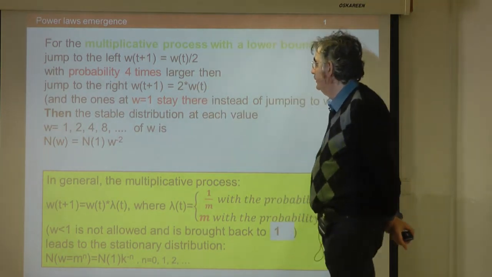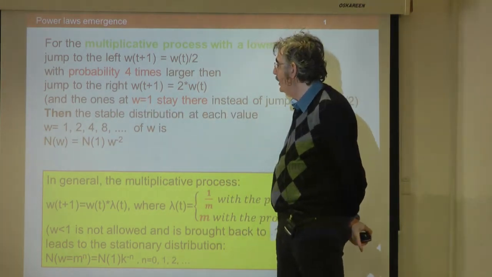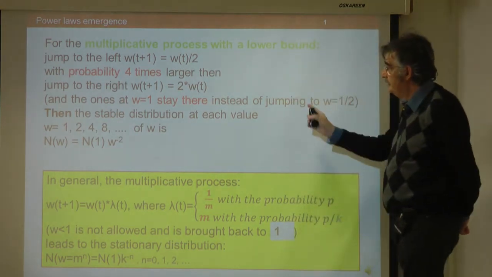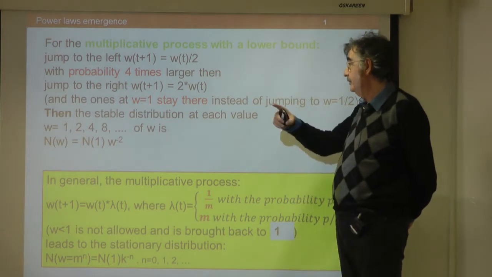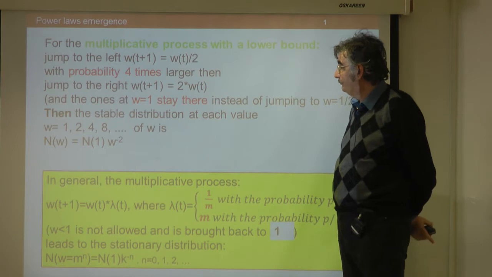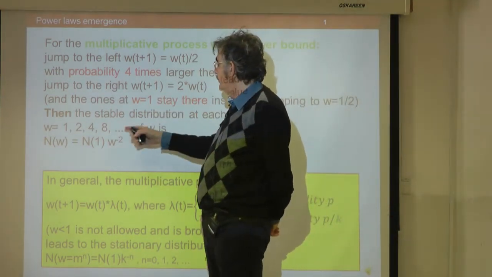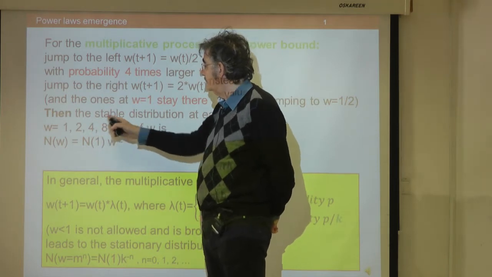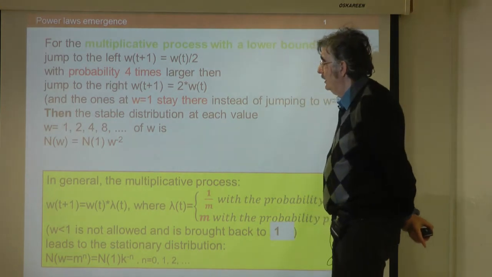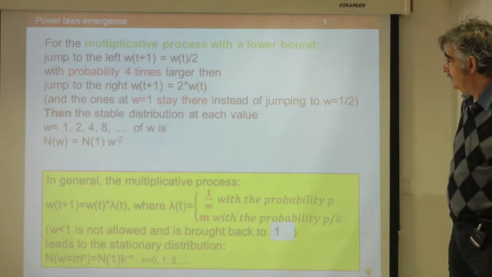So it was jumping either to half of the distance w or to double the distance w. And with the condition that if he got to 1, then one would not get to half, but rather stay there for that particular time. And maybe next time would be multiplied by 2 and get to 2. So the possible values for w would be 1 or 2 or 4 or 8, and it would jump between those values. And we imagined that we had many realizations of this process.